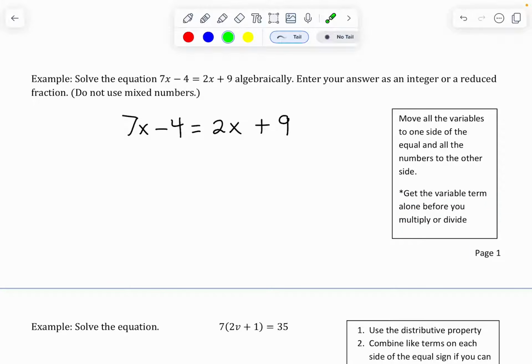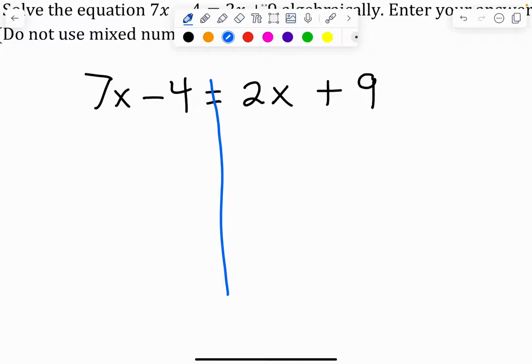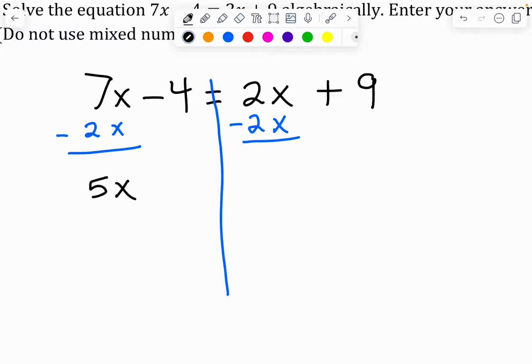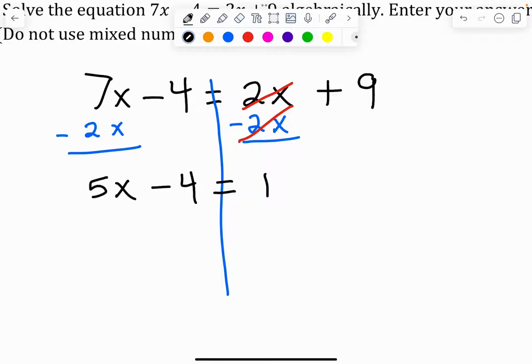So we're going to use addition and subtraction first. So we've got the center of our equation. We're going to get all the x's together. Since this 2x is positive, we're going to subtract 2x from both sides. 7x minus 2x is 5x. -4 comes straight down. 2x minus 2x cancels, and we're still left with +9.